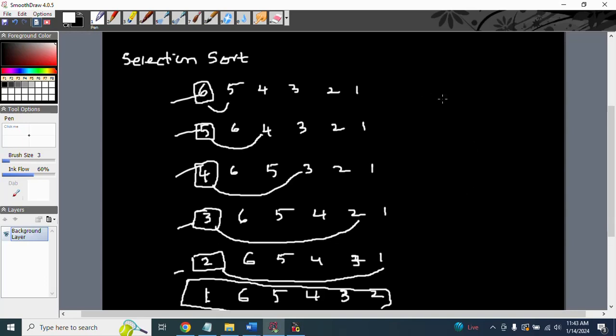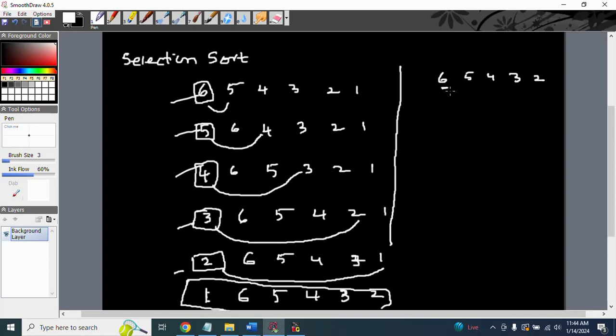So what I will do now, I am done with my first element. So friends, what I am left with now, I need not worry about 1 now. What I am left with is 6 5 4 3 2. So I repeat the process now, by skipping the first element, since I'm done with it.